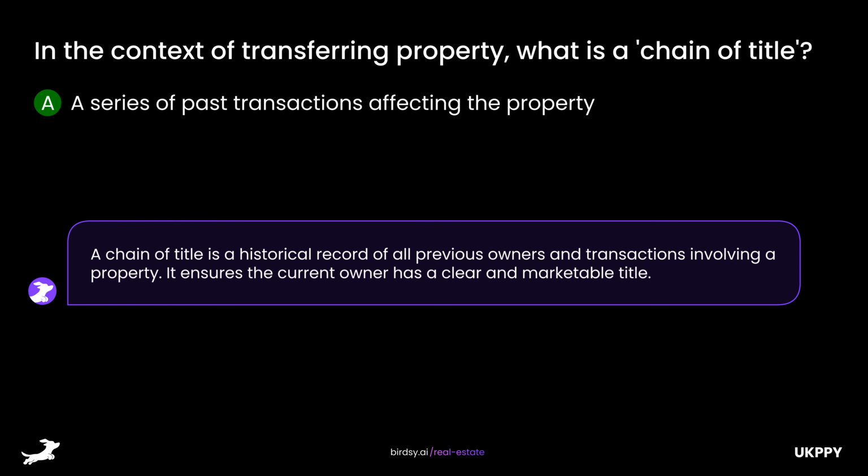A chain of title is a historical record of all previous owners and transactions involving a property. It ensures the current owner has a clear and marketable title.